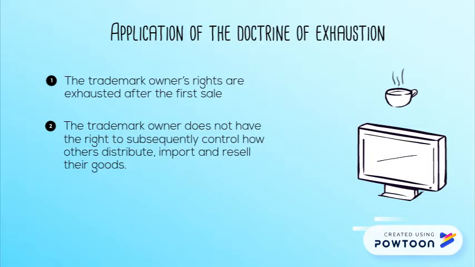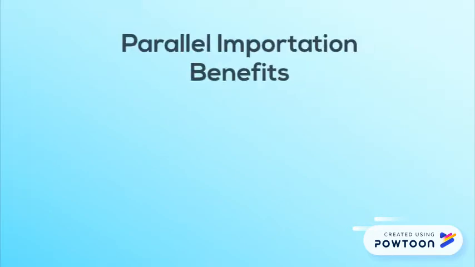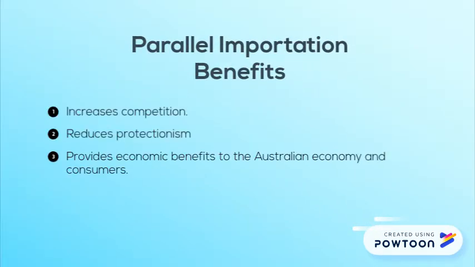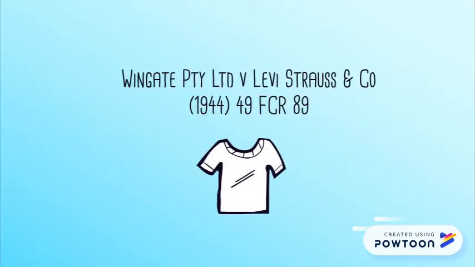What this defense essentially does is that it ensures that trademark owners do not gain a larger monopoly, and it also encourages parallel importation and second-hand markets. Parallel importation is encouraged on the basis that it increases competition, reduces protectionism, and provides economic benefits to the Australian economy and consumers. A case that summarizes the purpose of the doctrine of exhaustion quite nicely is Wingate Proprietary Limited and Levi Strauss & Co.